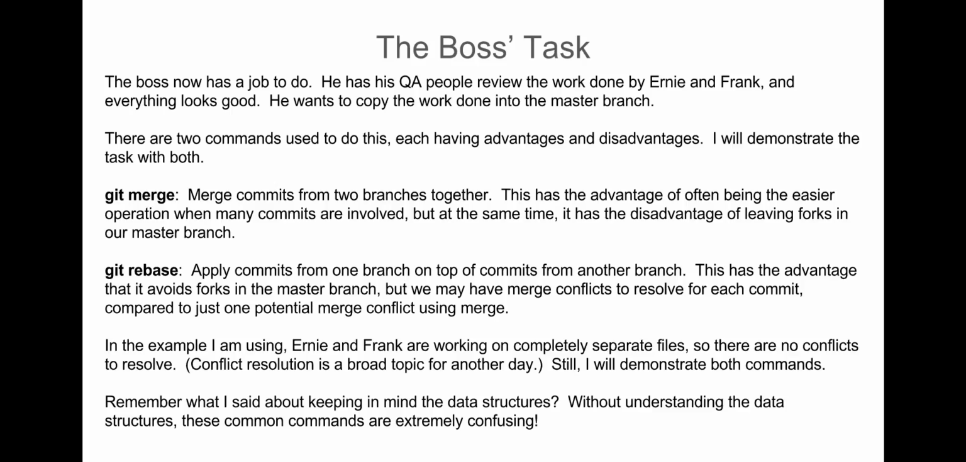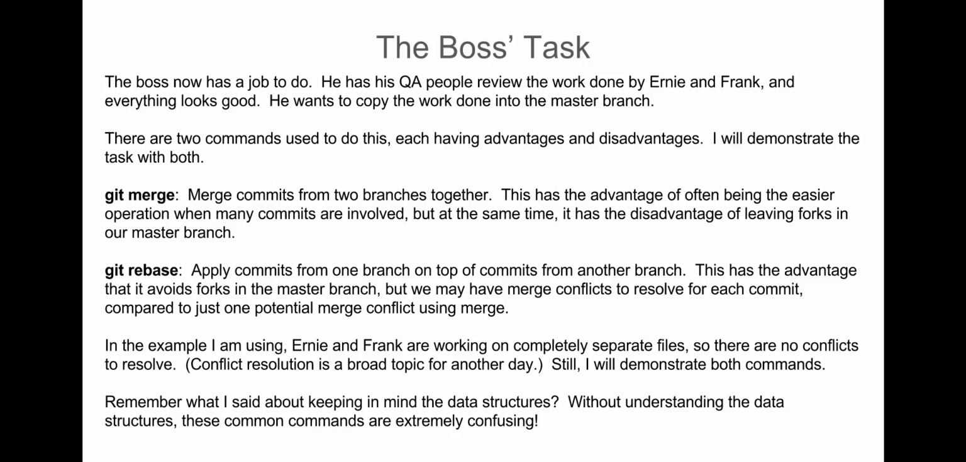Git rebase applies commits from one branch on top of commits from another branch, and this has the advantage that it avoids forking and putting the master branch back together. But the issue here is that those commits are merged from one branch back onto the master branch one at a time, and depending on how you have conflicts, you can have to resolve conflicts every step of the way. So it really just depends on your requirements and your specific situation.